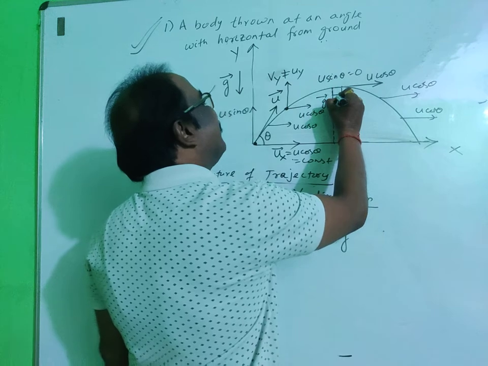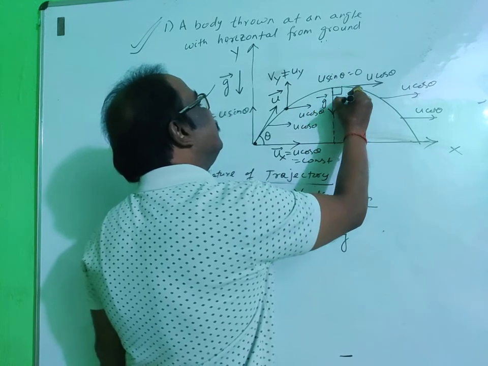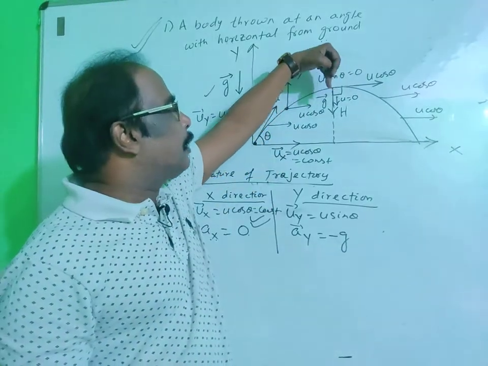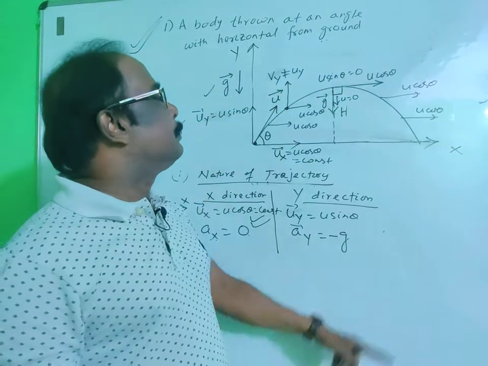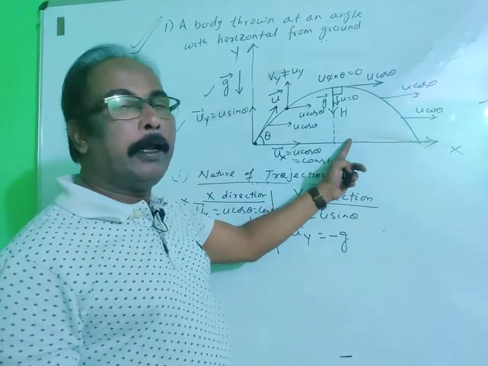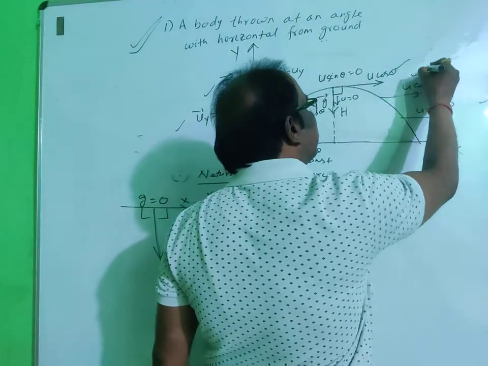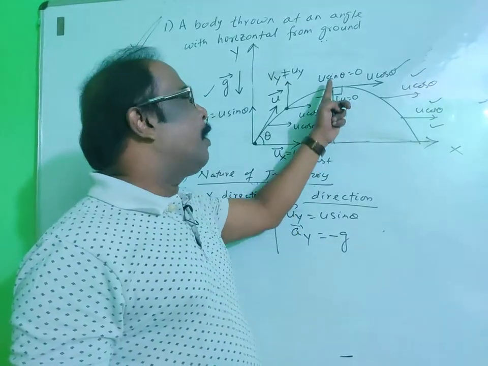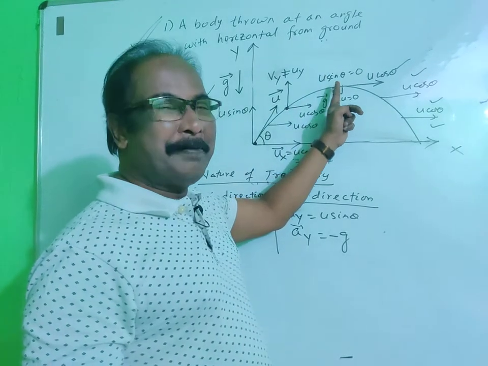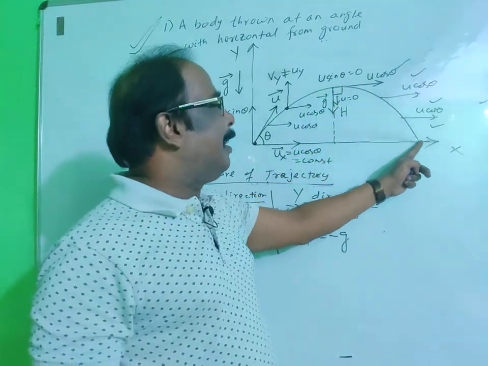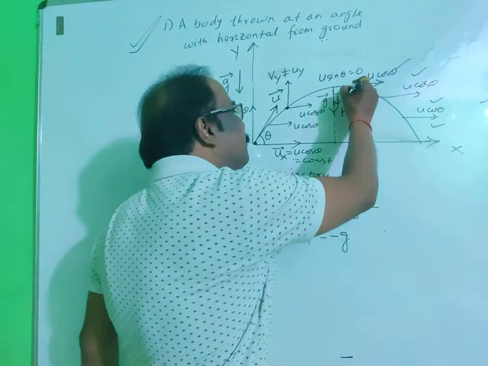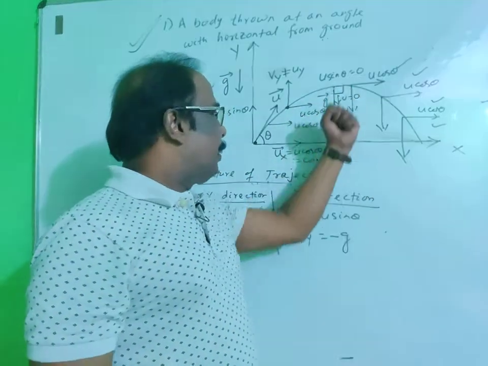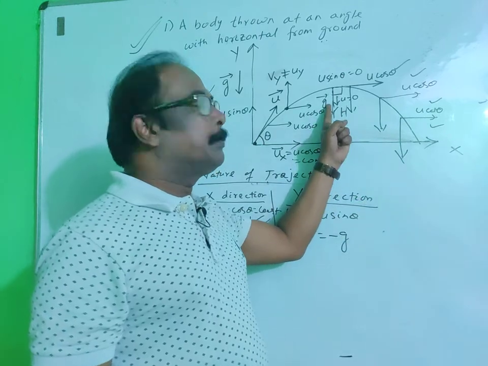Thereafter, at the highest position, the velocity in the vertically downward direction is zero, because u cos theta has no component in the vertically downward direction. So here the initial velocity is zero in the downward direction, and again the horizontal velocity is constant. But here acceleration due to gravity is acting downward from the highest position. From the highest position, the body will move under the combined effect of constant horizontal velocity and increasing velocity in the vertically downward direction. Velocity will increase in the vertically downward direction due to gravity.